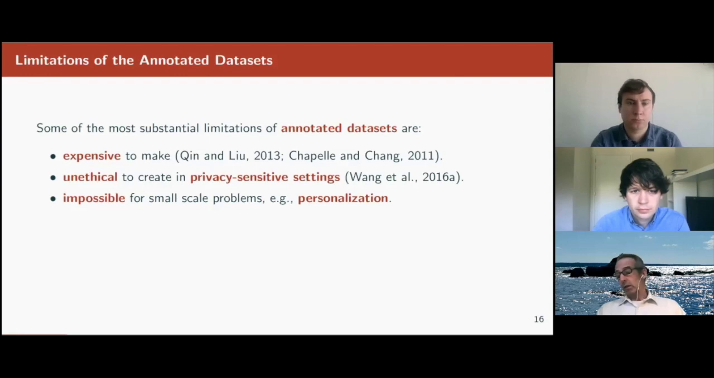In other cases, it might be impossible. Think, for instance, of personalized search of your personal document collections on your laptop or mobile phone. There's probably only one judge who can provide suitable annotations there, and that's you, the owner of this data.